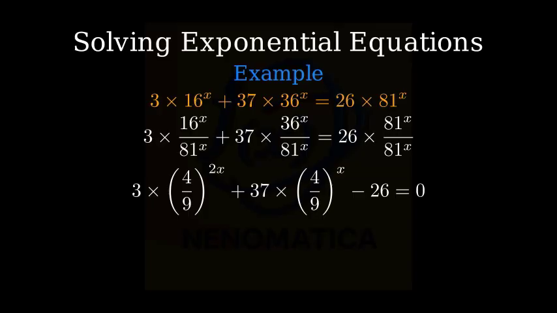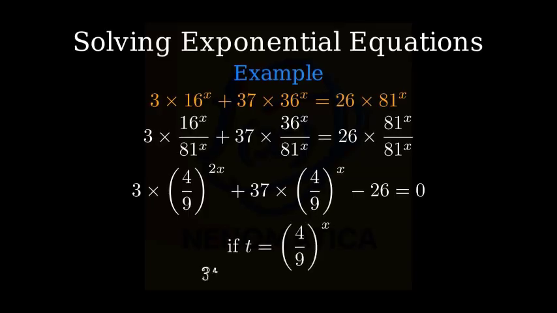36 is 6 squared, which is 2 times 3 squared. And 81 is 3 to the 4th power. So 36 to the x over 81 to the x equals the quantity 4 over 9 to the power of x. When we divide 81 to the x by itself, we get 1. After simplifying, we can rearrange the equation to standard form as 3 times the quantity 4/9 to the power of 2x plus 37 times the quantity 4/9 to the power of x minus 26 equals 0.